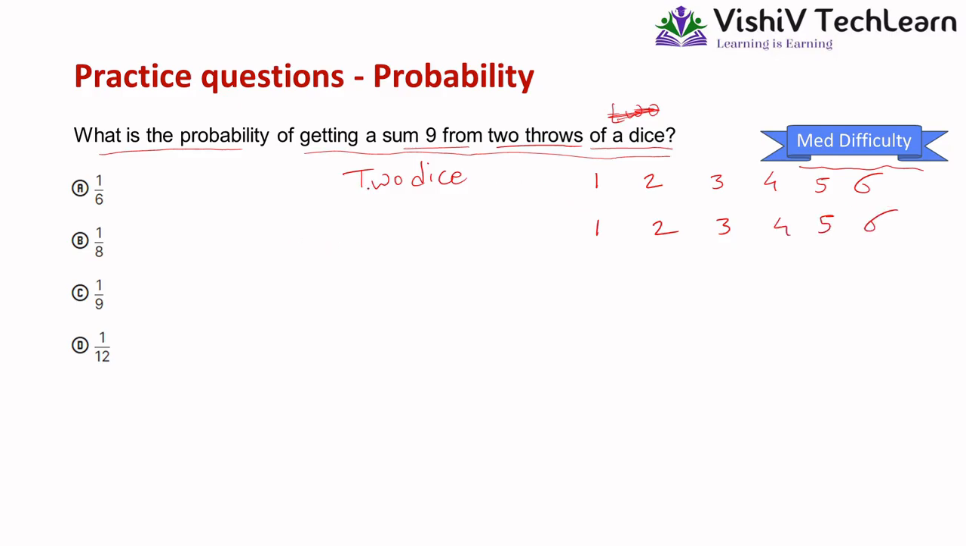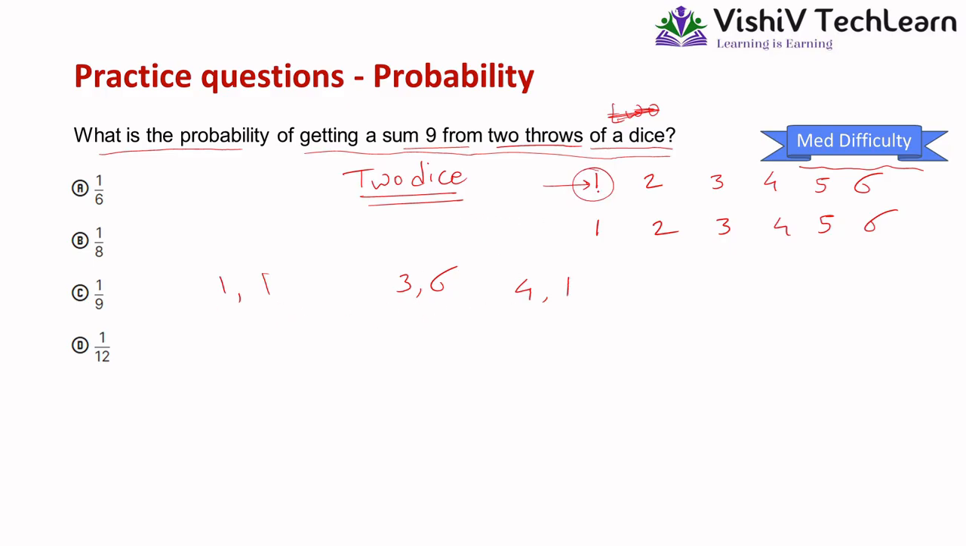Correct? Now when we throw 2 dice, first dice may show 1 and second dice may show again 1. If we throw the 2 dice again, first may show 3, second may show 6. Again if we throw the dice, first may show 4, second may show 1. So this way we can have different combinations.